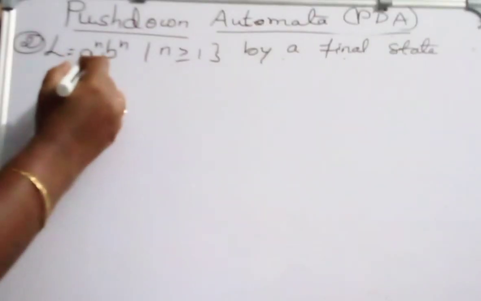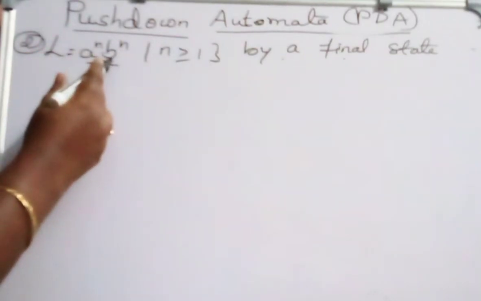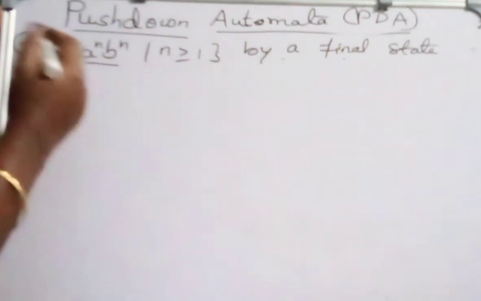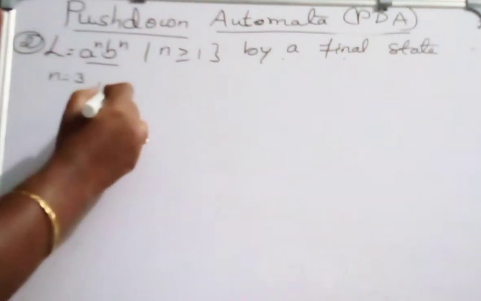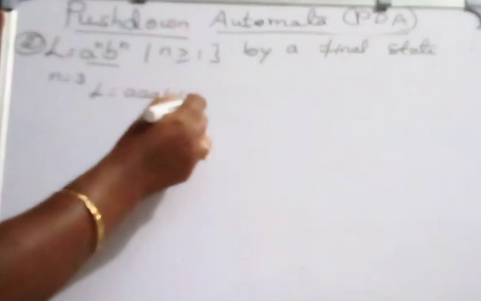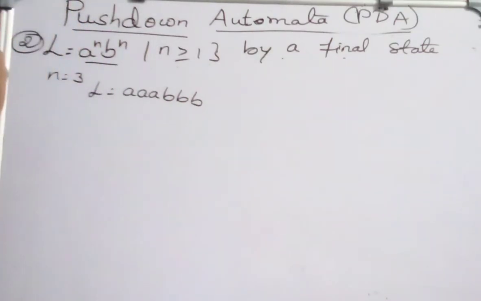Now here, what is the string? What kind of language is this one? L is of the form a raised to n b raised to n. Suppose n is equal to 3. Then how will my language be? My language will be 3 A's followed by 3 B's. Now how do we write the push down automata for this?